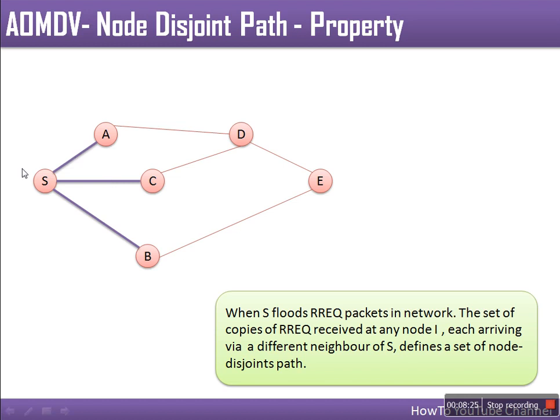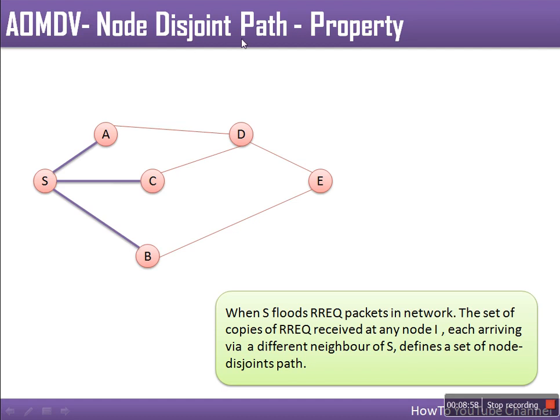Let's see. If we look at this scenario, S will broadcast a packet received by A, C and B, and these three nodes again rebroadcast it. When A broadcasts its route request packet, it will be received by D, and when C does that, it is also received by D. So D is receiving one route request packet from here to here and one packet from here to here.